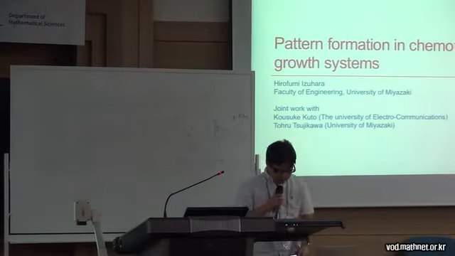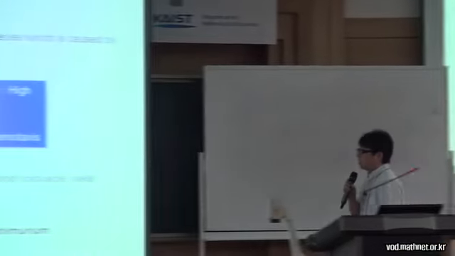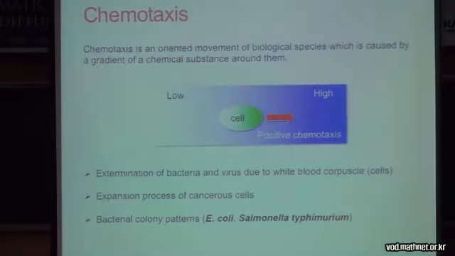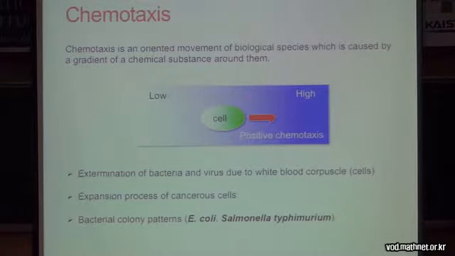First, I talk about chemotaxis a little bit. As you probably know, chemotaxis is an oriented movement of biological species, which is caused by a gradient of the chemical substance around them.